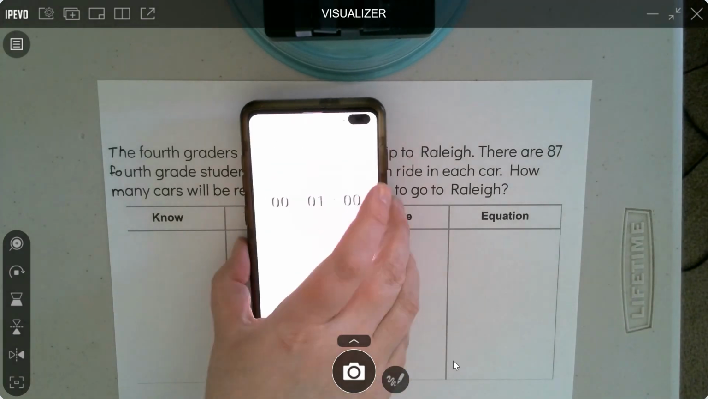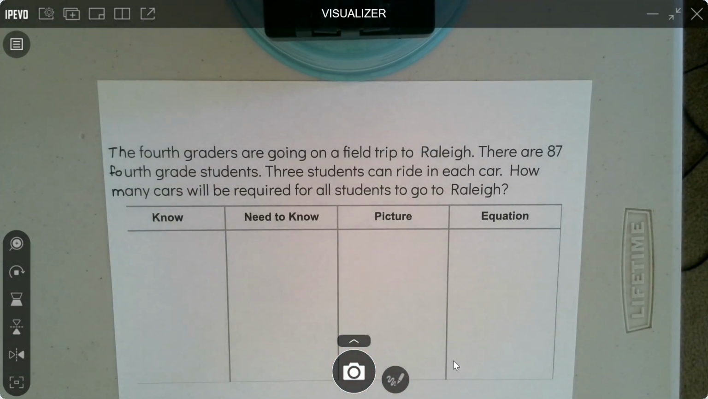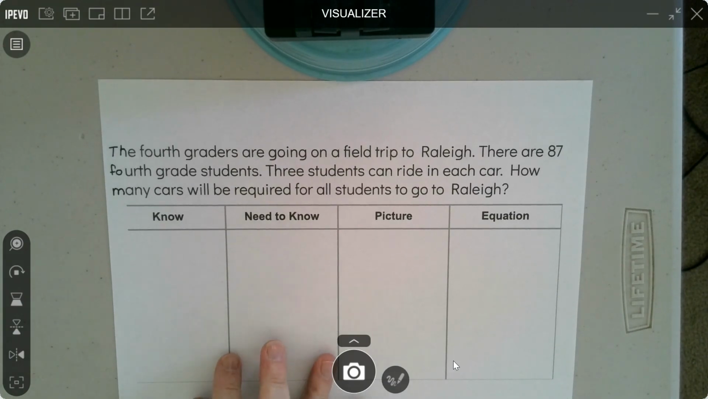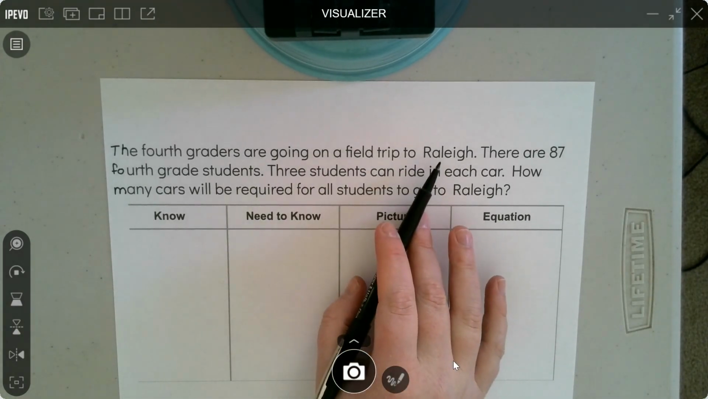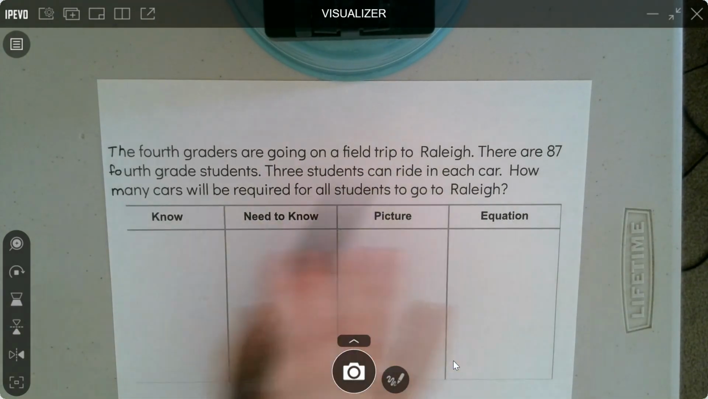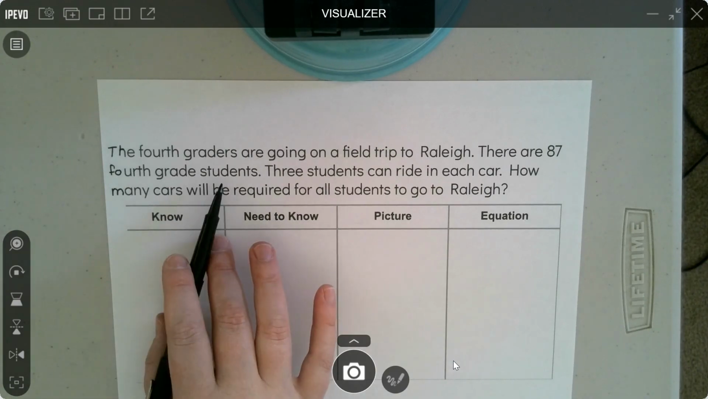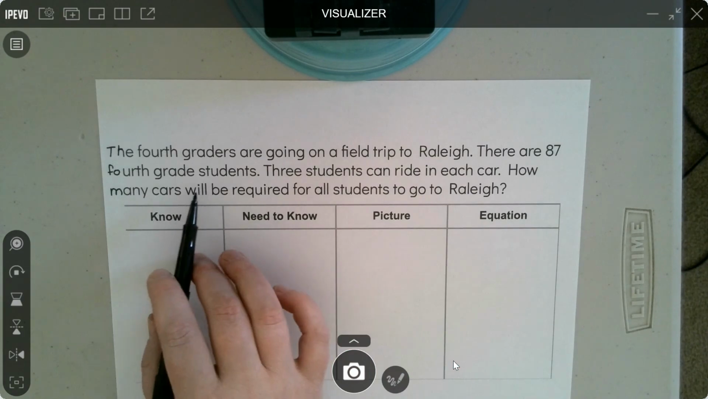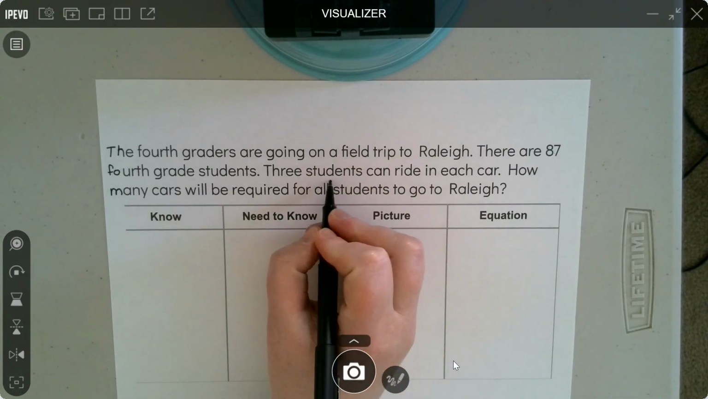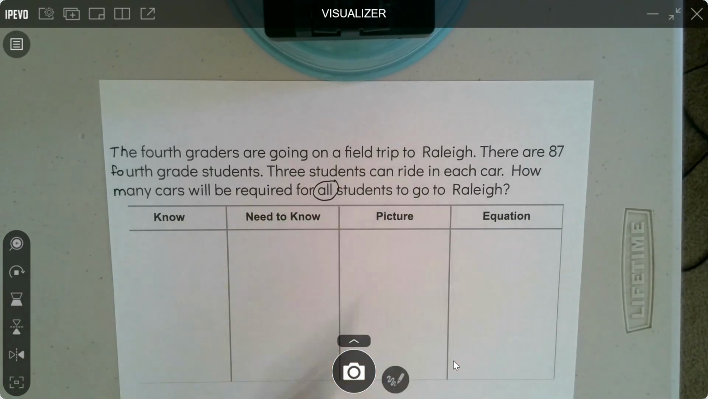All right. Now that everybody has their marker and eraser and their whiteboard, let's look at today's word problem. The fourth graders are going on a field trip to Raleigh, just like you did last month. There are 87 fourth grade students. 3 students can ride in each car. How many cars will be required for all students to go to Raleigh?